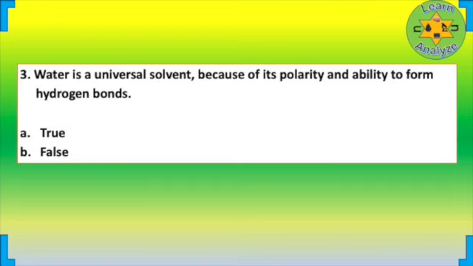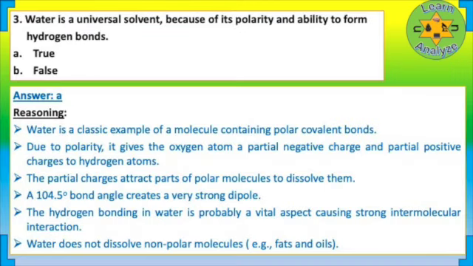Question number 3. Water is a universal solvent because of its polarity and ability to form hydrogen bonds. Option A, true. Option B, false. The answer is A, because water is a classic example of a molecule containing polar covalent bonds.